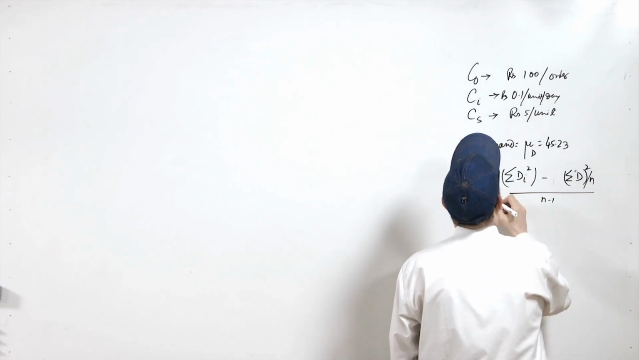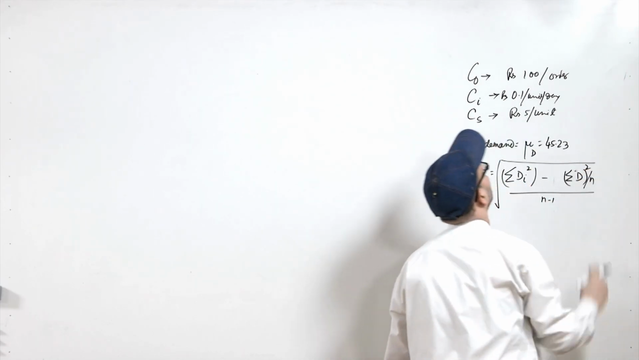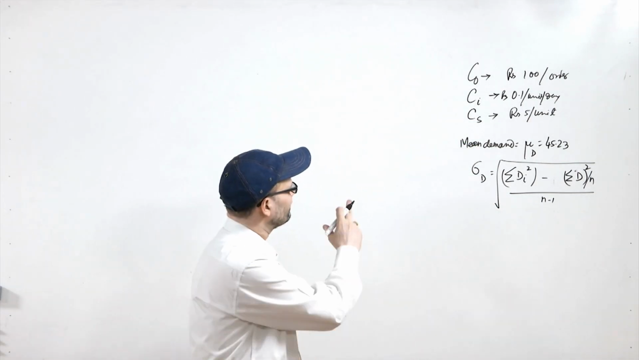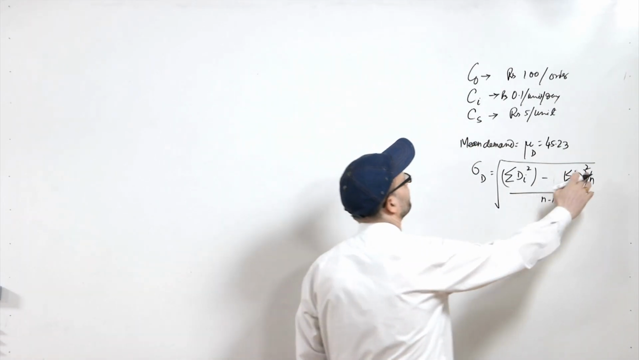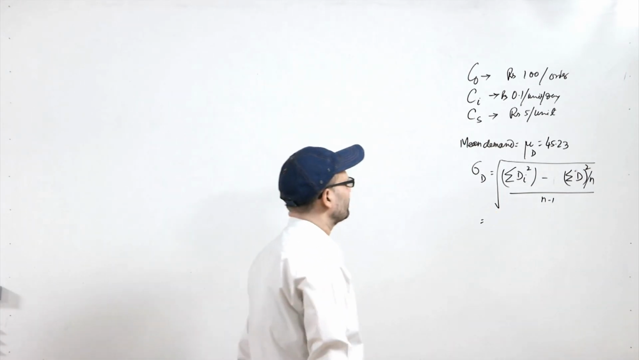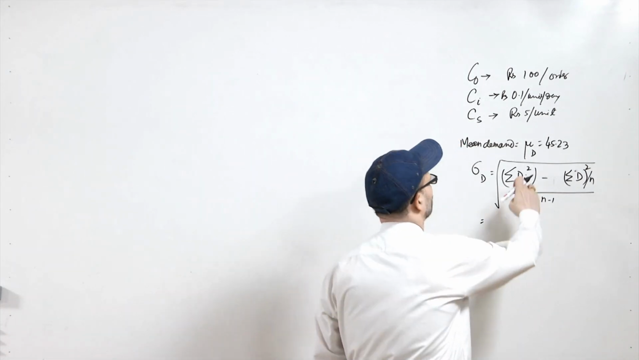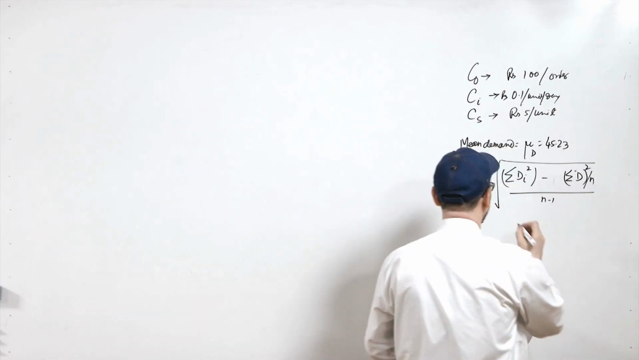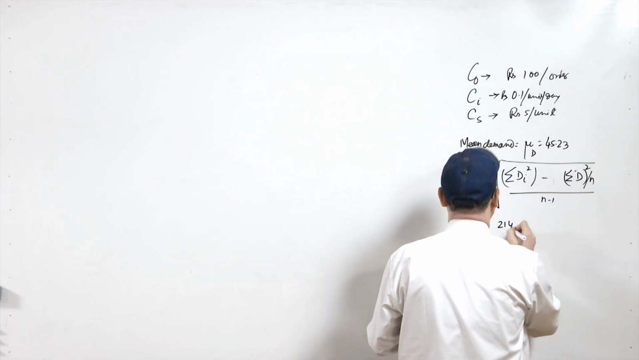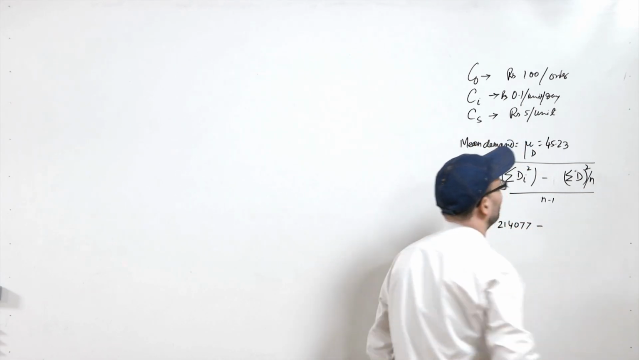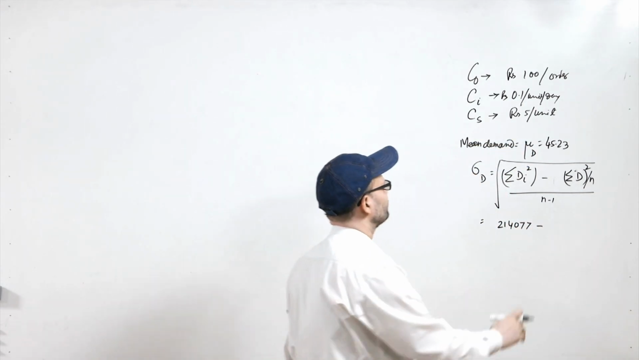So, then it will have the under root. In this case you can have the standard deviation, where n is 100 here. If you do the calculation on these numbers, the summation of the square of the demand terms comes out to be 214077.